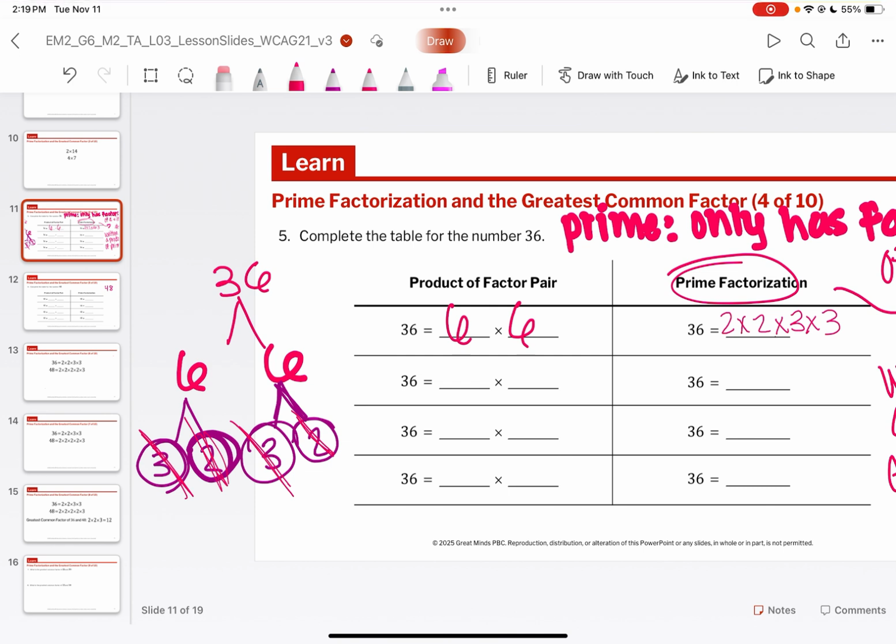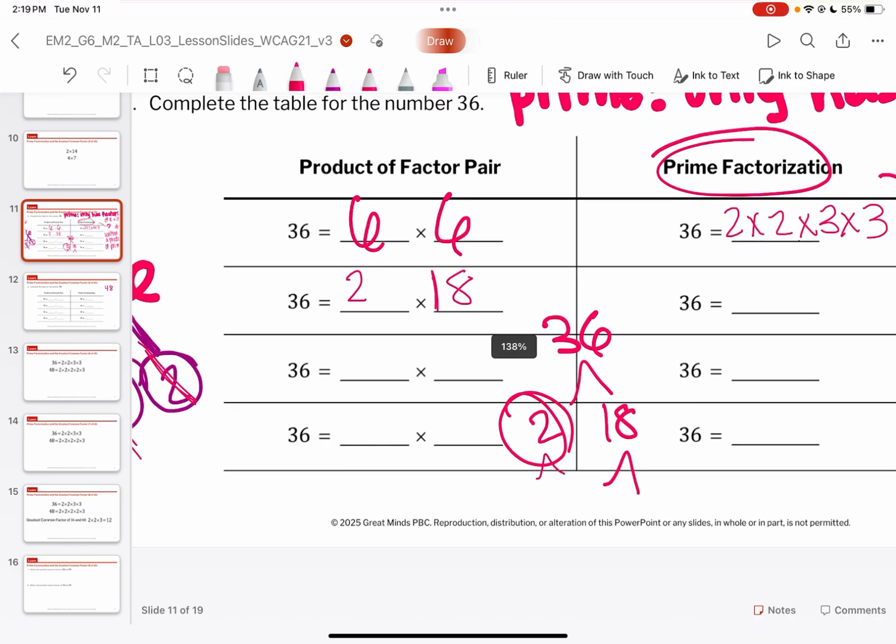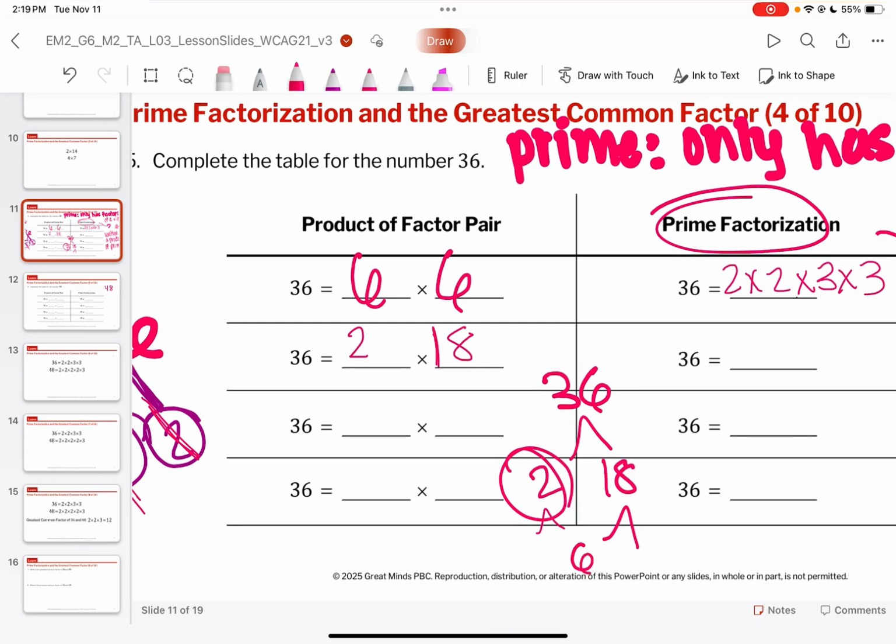Yes. Okay. Are there other factors of 36? What's another set of factors? Anyone? 2 and 18. 2 and 18. Okay. If I broke down 36 by using 2 and 18, I'm still going to get the same answer. I'm still going to get 2 times 2 times 3 times 3. Here's my 2. Give me 2 factors of 18. 6 and 3. All right. Is 3 a prime number? Yes. It's only 1 times 3.